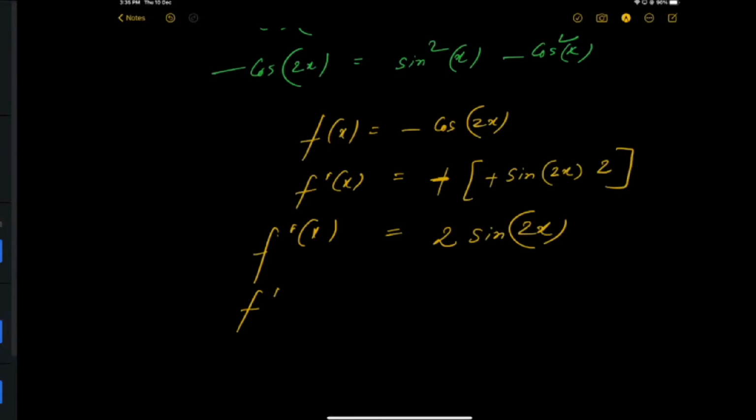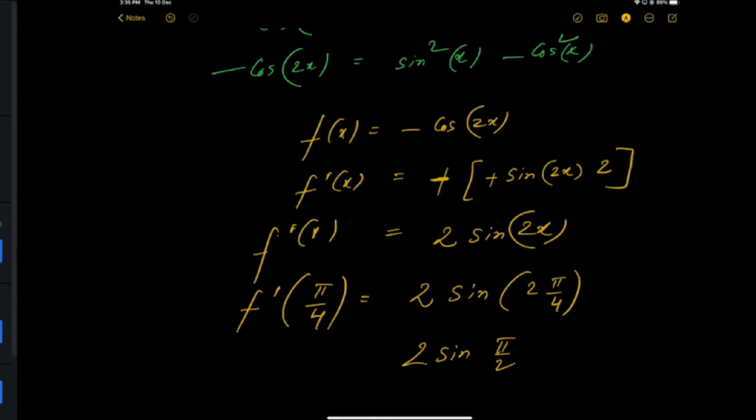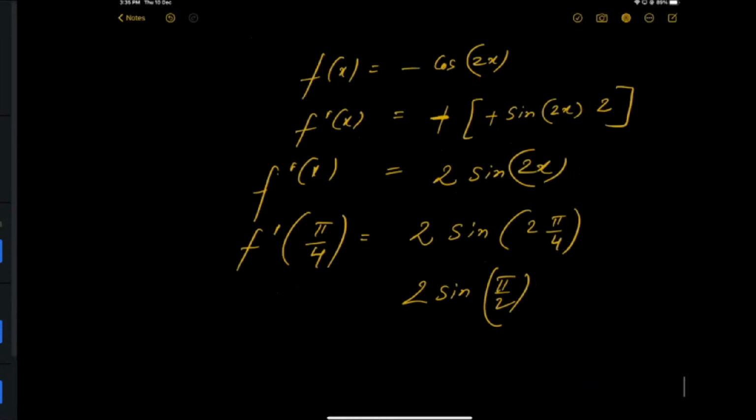Now this is f dash of x. He is asking what is f dash of pi by 4, right? So you substitute pi by 4 here. What will you get? Sine of 2 pi by 4, which is 2 sine of pi by 2. What is sine of pi by 2? Sine 90 degrees is 1. So your answer is 2.